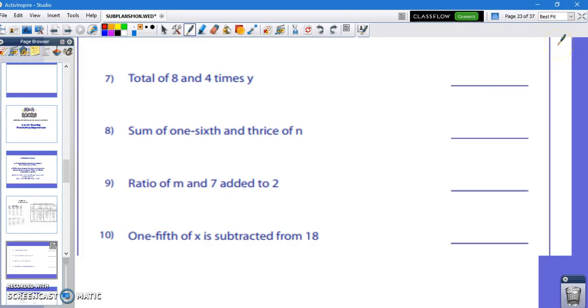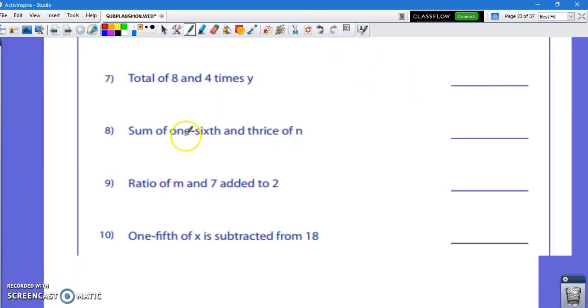Number 7: total of 8 and 4 times y. So we have total of 8 and 4y, or 4y and 8 total. Either way is acceptable.